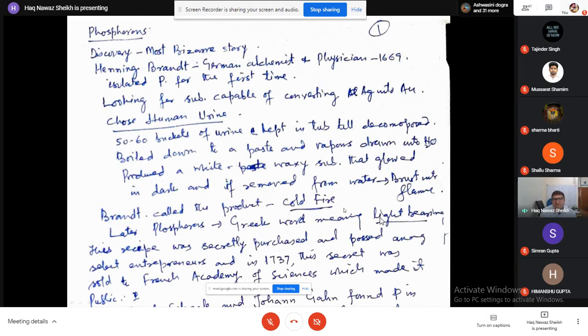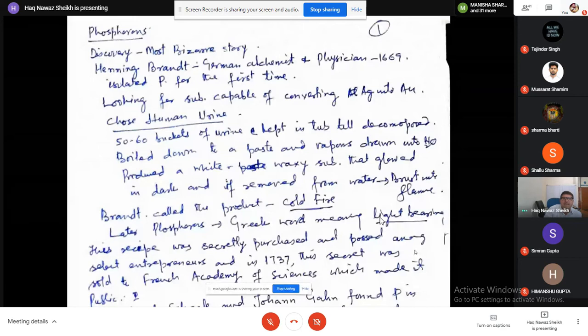This recipe was secretly purchased and passed among select entrepreneurs and businessmen at that point in time, because this is a very strange element, and they thought it might be very useful for the public. In 1737, this secret was sold, after 68 years of Brandt's discovery, finally and officially to the French Academy of Sciences, which made it public. They published that you have a new element here, and the source of this element is human urine.